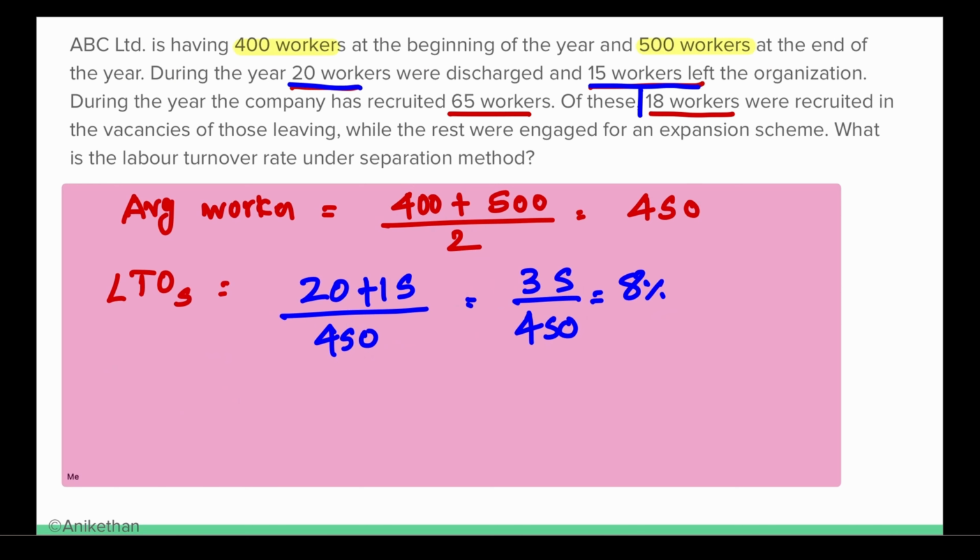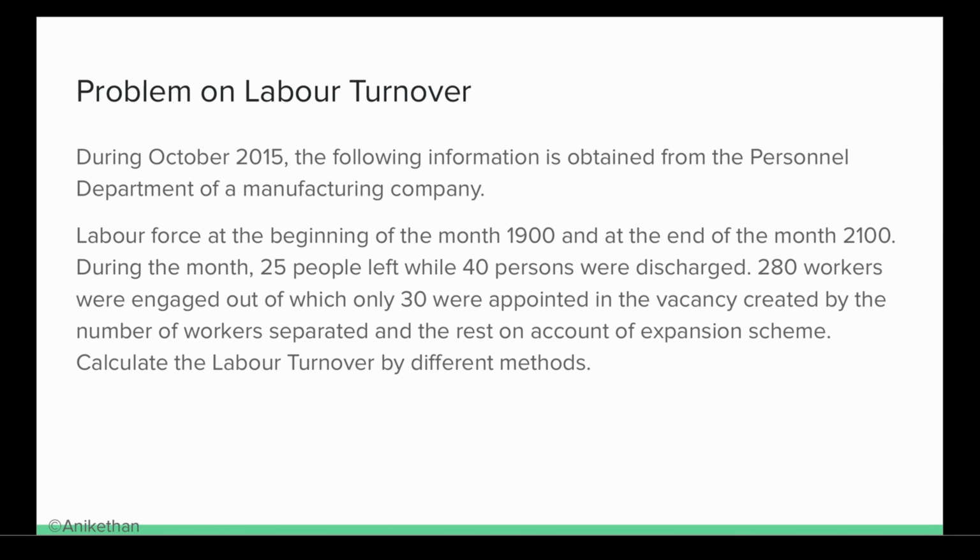Suppose the question asks to calculate labor turnover using some other method. For example, let's take the addition method. For labor turnover using addition, how many people were added? Totally 65 workers were added. So we will consider that. And the average remains the same, 450. That will give you an answer of 14.4%. Let us see another simple problem.